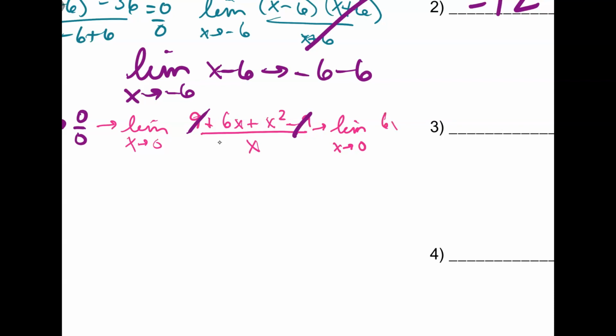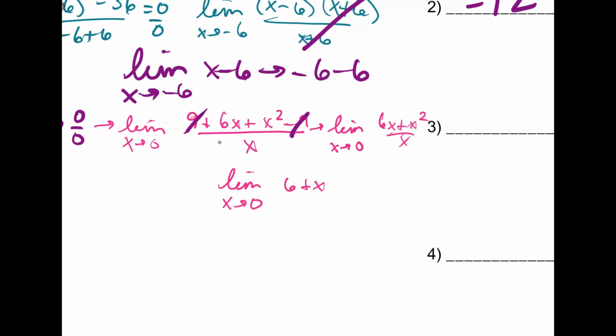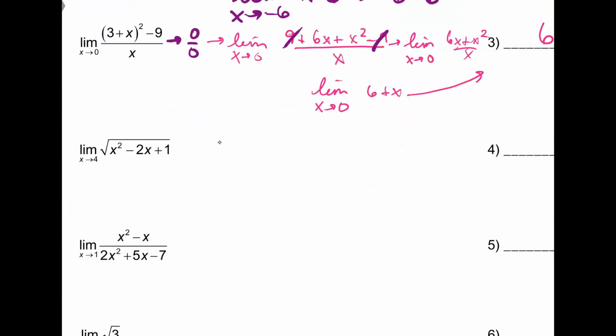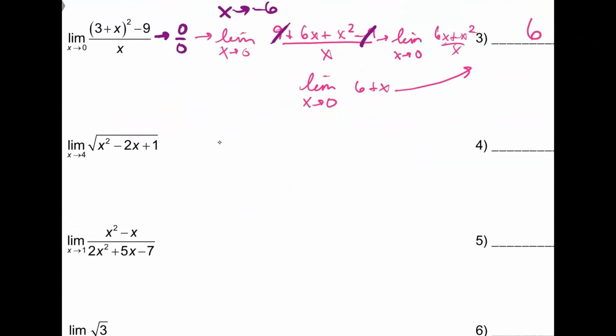Okay, so I have 6x plus x squared all over x. Guess what? The x's will cancel out, and I think someone was saying this. 6x over x is 6, plus x squared over x is x. So if I plug in 0, I now get 6. Boom. Awesome. So what this means is I do have a limit there, so it must have been a removable discontinuity at 0.